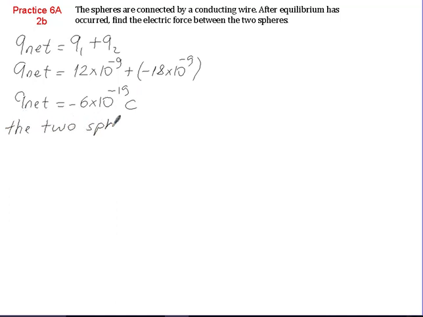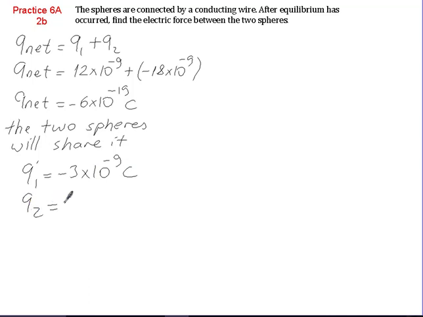The two spheres will share it. The spheres will share this charge. So after touching, we can say Q1 prime will be minus 3 × 10 to the power of minus 9 coulomb, and Q2 prime will be minus 3 × 10 to the minus 9 coulomb. Now we know the charges. The distance between them does not change, r was 0.3 meters. So F is wanted now after touching them to each other.